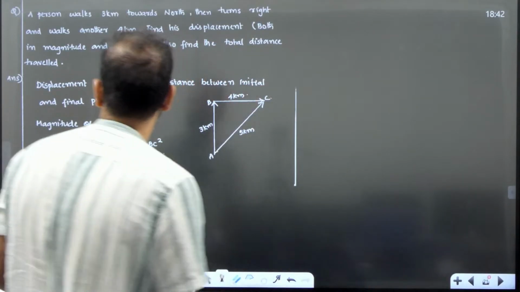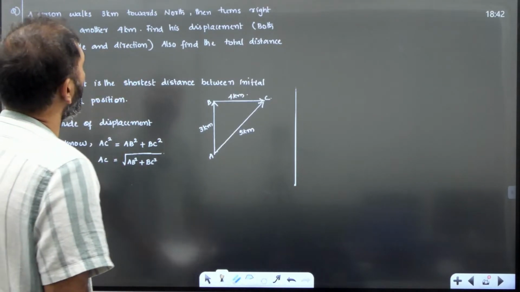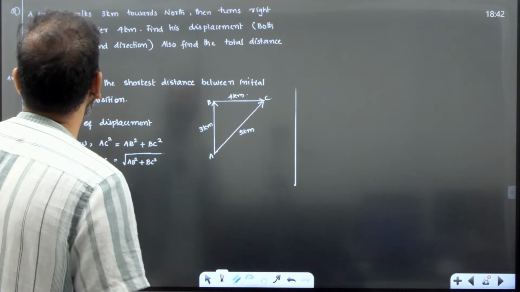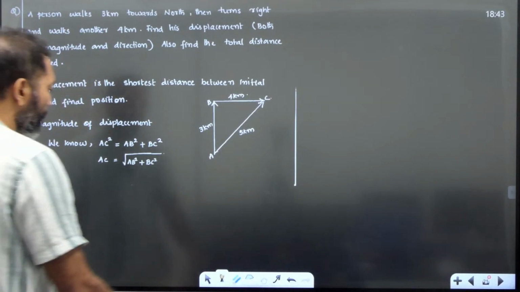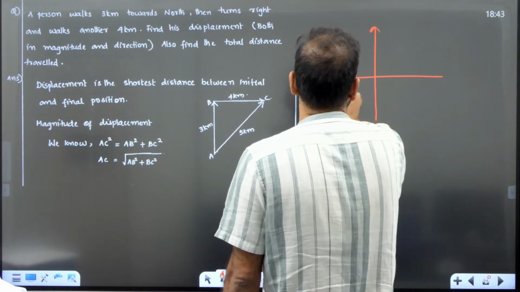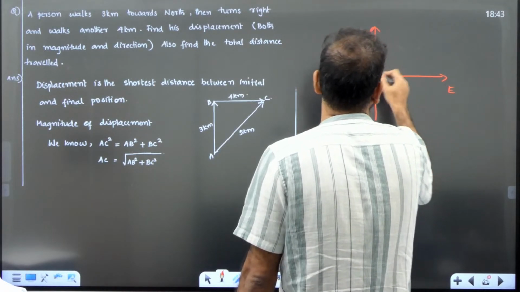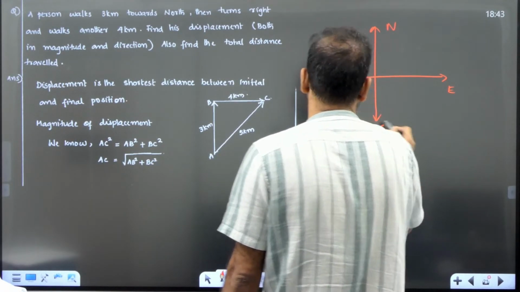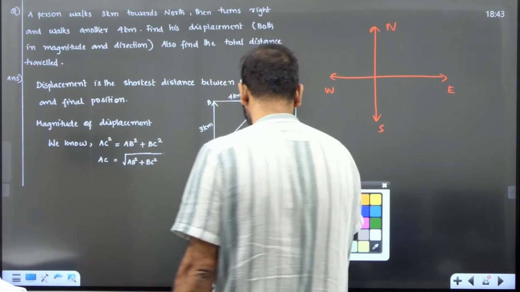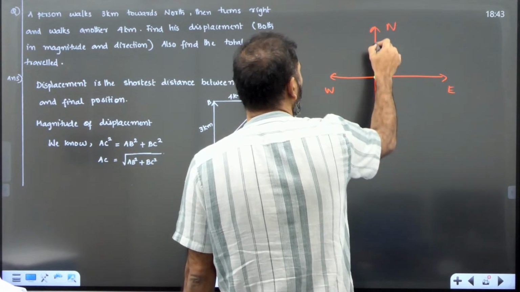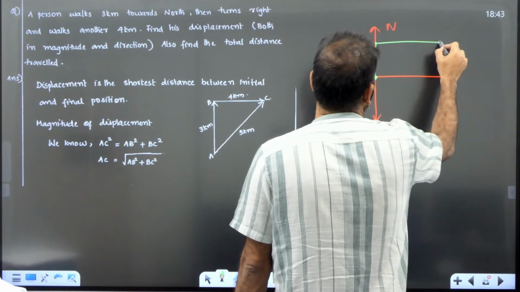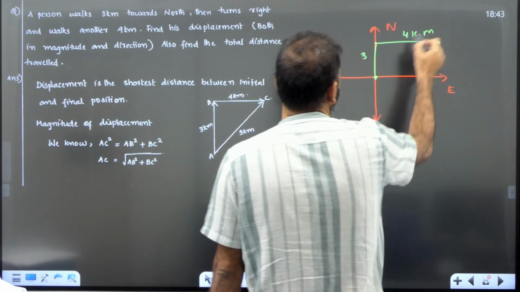Next question. A person walks 3 kilometers north, then turns right and walks another 4 kilometers. Find his displacement. Also find the total distance traveled. It's a direction based question. Whenever you get a direction based question, always remember west, east, north, south. So the person walks 3 kilometers to the north side, then turns right and walks 4 kilometers.